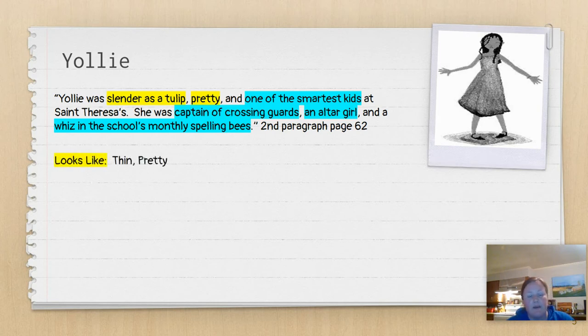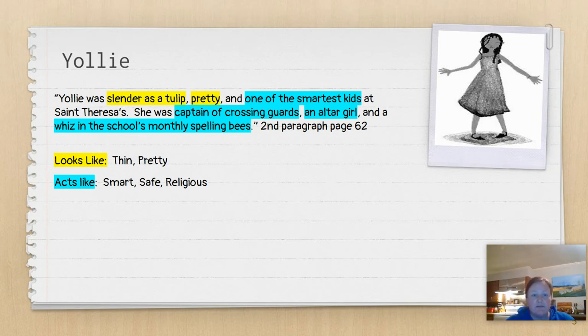We can tell right away what Yollie looks like from this passage. We know that she is thin. We know that she is pretty. What she acts like, we can get from the text in turquoise. So we know that she's smart. It says it right there. The author gives it to us. She's one of the smartest kids at St. Teresa's. Also, it's supported by the fact that she's a whiz in the school's monthly spelling bees.